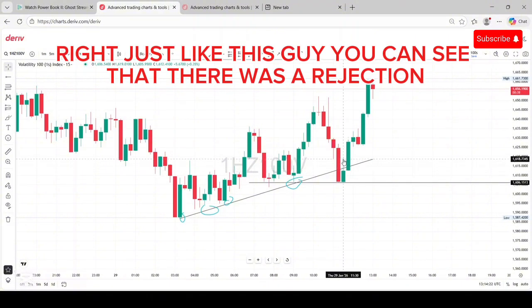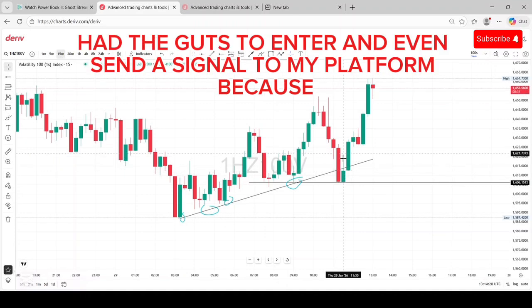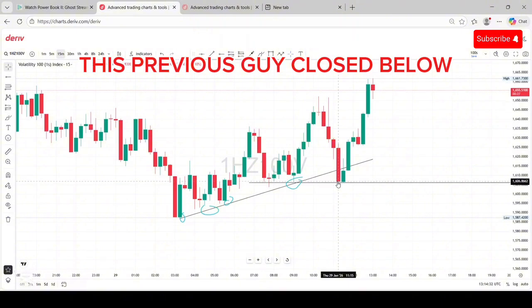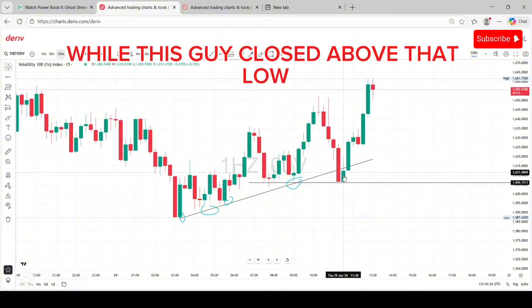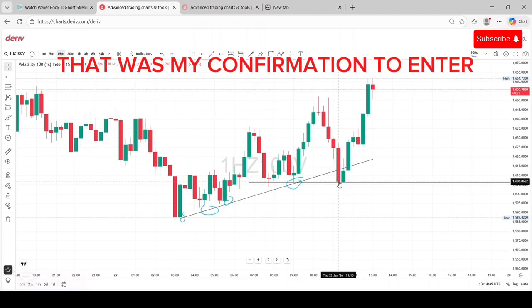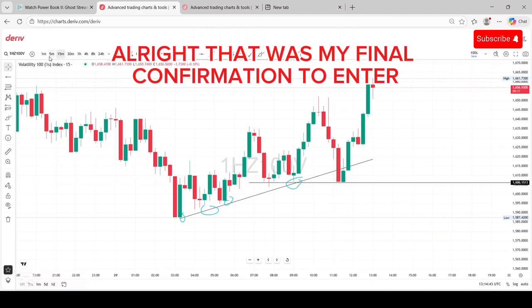Just like this guy, you can see that there was a rejection here, but I still had the guts to enter and even send a signal to my platform, because this previous guy closed below while this guy closed above that low, right? This guy closed above this low. That was my confirmation to enter. All right, that was my final confirmation to enter.